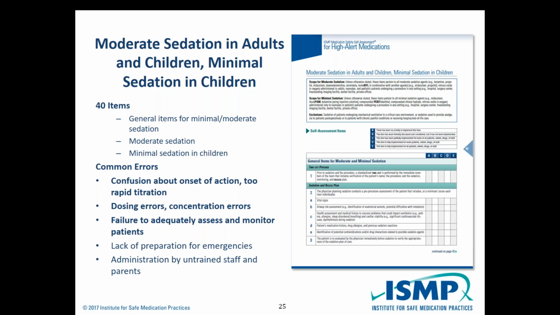The next section is on moderate sedation in adults and children and minimal sedation in children. There are 40 items in this section. This is one of those sections, too, that took us quite a long time with our advisory group, and we actually had several calls and also back and forth refining some of these items. But again, it's something that's very important.